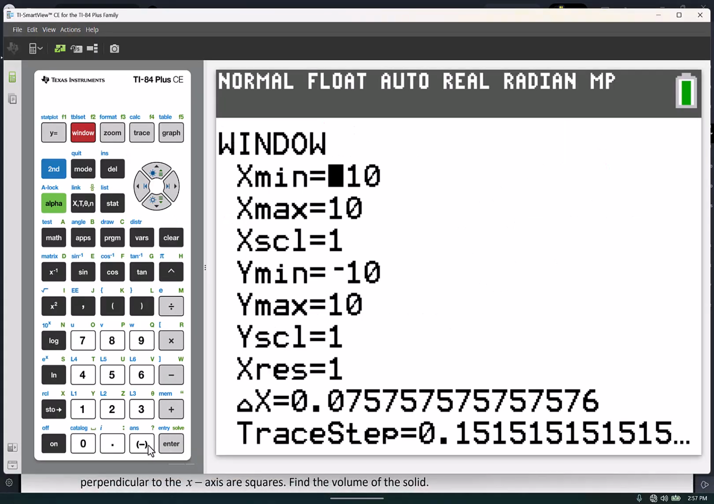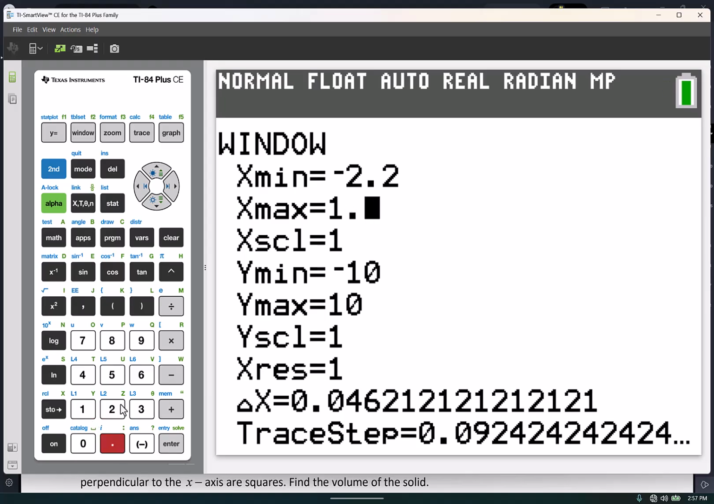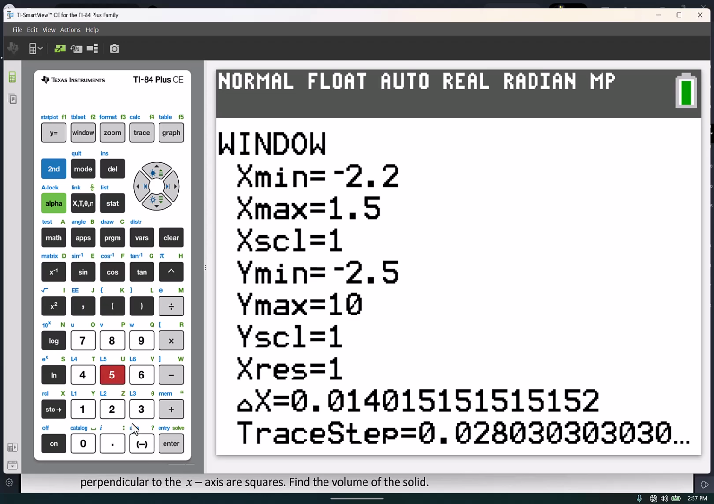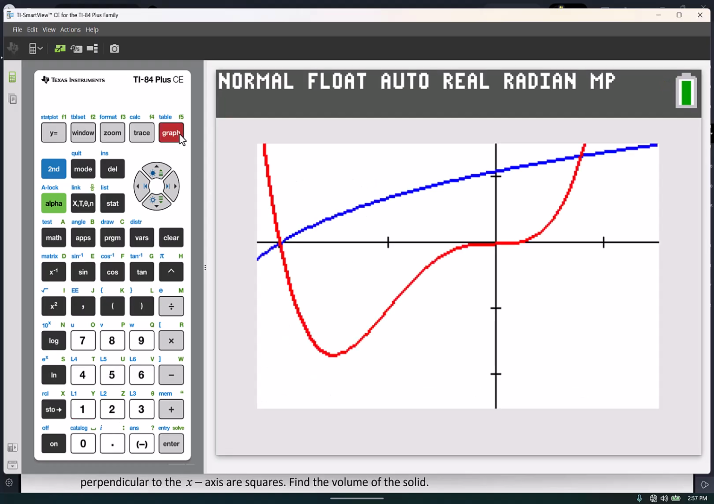So -2.2, 1.5, -2.5, and what do we say? 1.5. Graph. Okay, it looks okay.